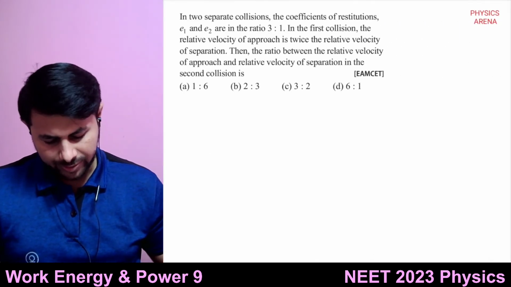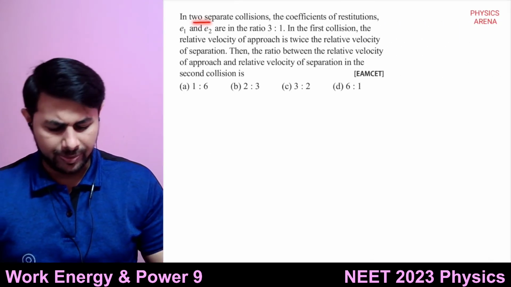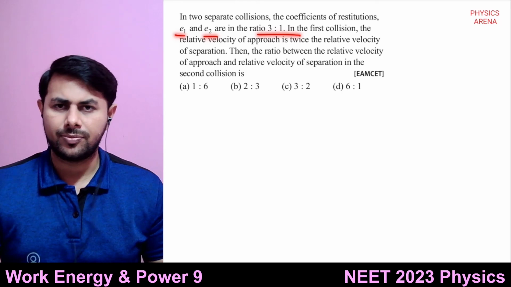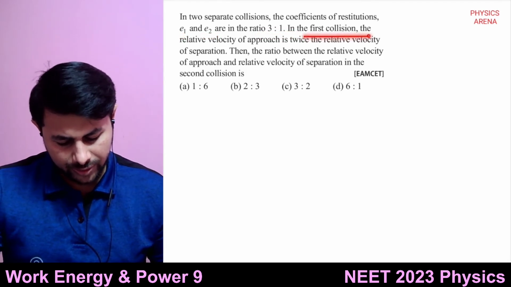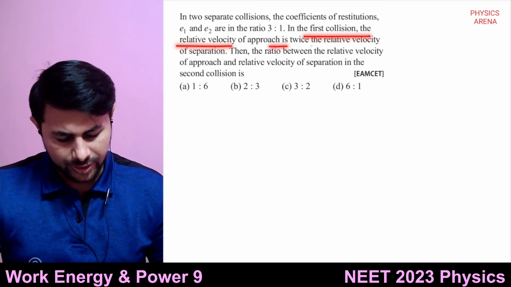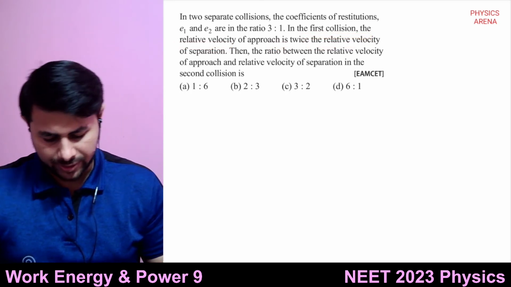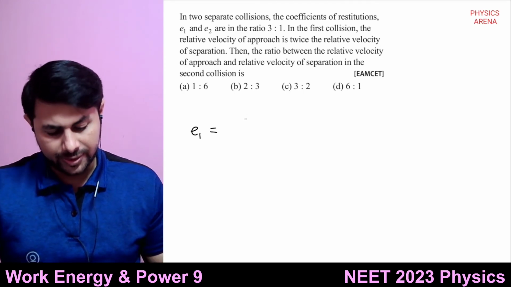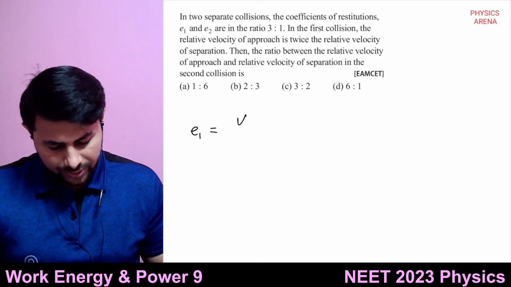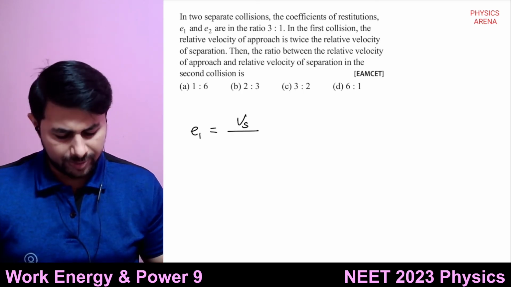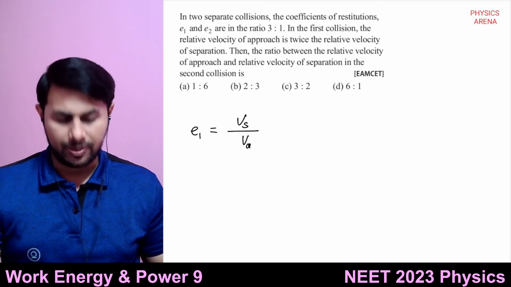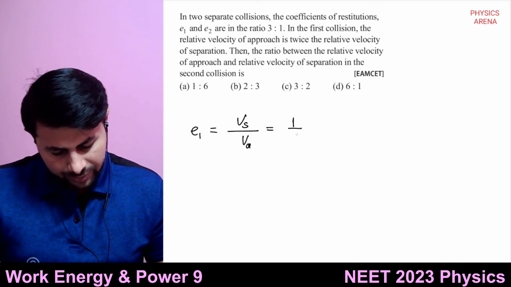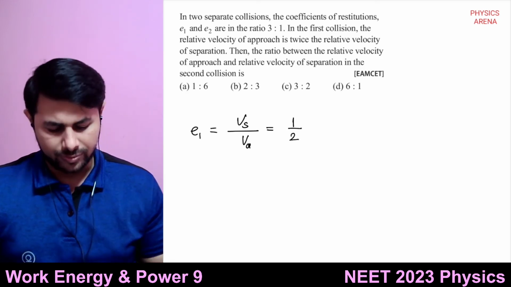Then let's move on to the next problem. In two separate collisions, the coefficients of restitution E1 and E2 are in the ratio of 3:1. In the first collision, the relative velocity of approach is twice the relative velocity of separation. So let's call Vs the velocity of separation and Va the velocity of approach. It's given that Va is twice that of Vs. So E1 is equal to 1 by 2.